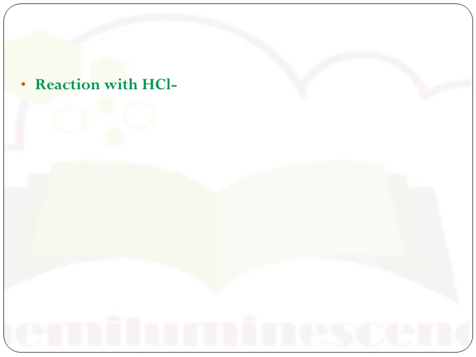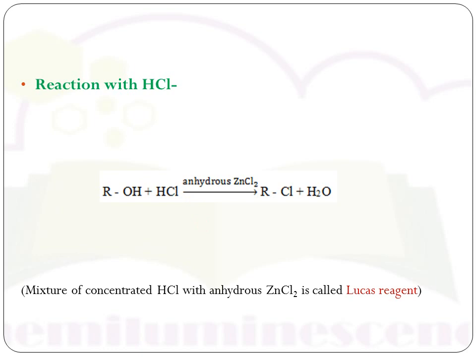First is the reaction with HCl, that is the reaction of alcohol with HCl. This is used for the preparation of alkyl chloride. The general equation for this reaction is this one: when alcohol reacts with HCl in presence of anhydrous zinc chloride, it forms alkyl chloride. The mixture of concentrated HCl and anhydrous zinc chloride is called Lucas reagent.